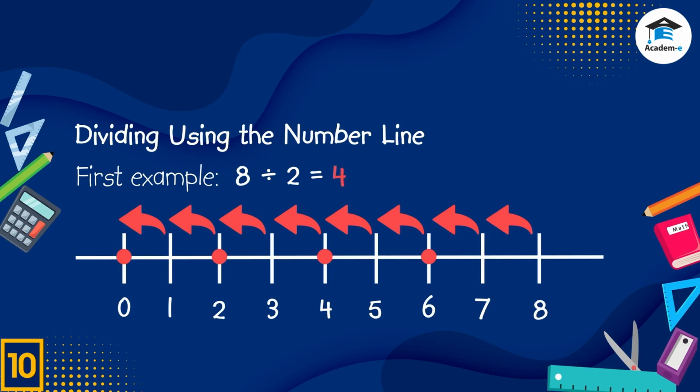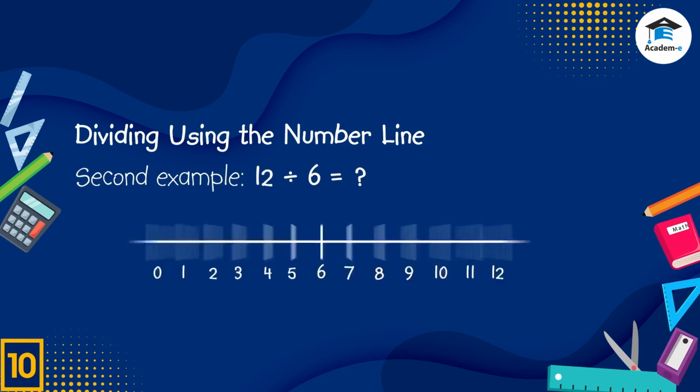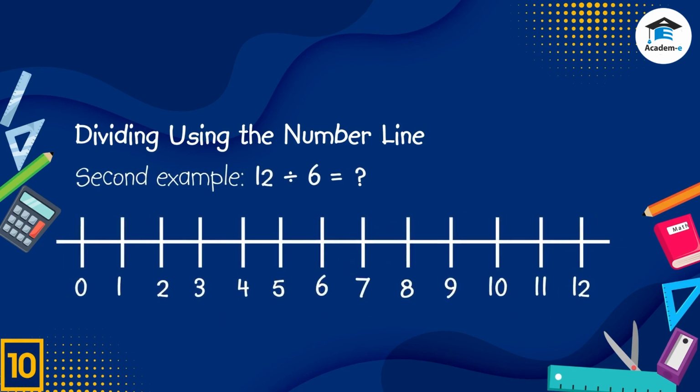Let's move on to the second example. 12 divided by 6 is equal to what number? We need to find the answer by using the number line. We will start at number 12 and count 6 numbers backwards until we get to 0. Each time we count 6 numbers, we will put a dot on the number line to show that we have counted 6. Let's start at 12 and count backwards.